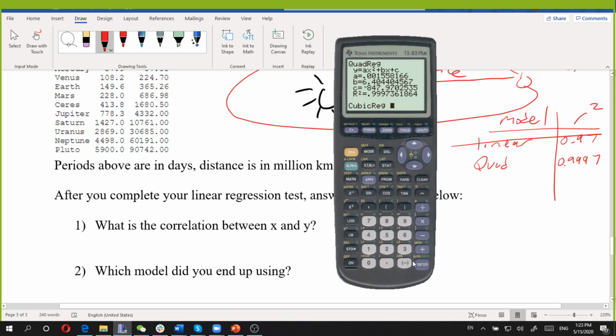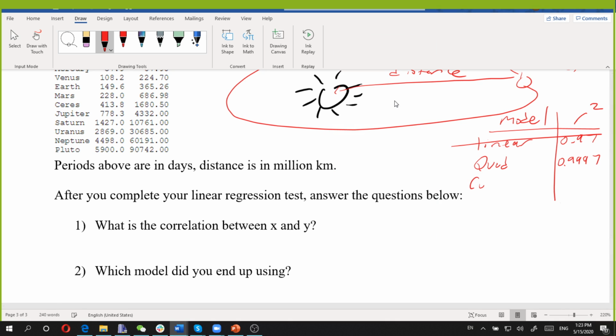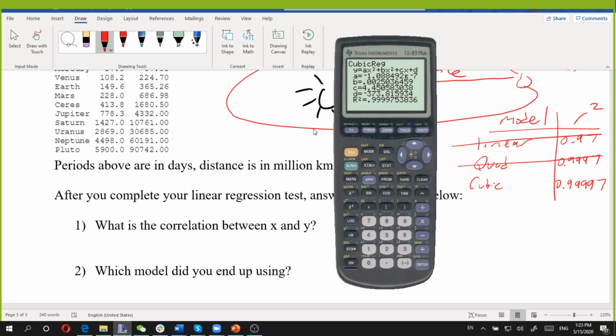So a cubic. Okay, Kelly, is this a better fit or not as good of a fit as our quadratic model? Better? Okay, so cubic is better. I've got 4 nines now. 1, 2, 3, 4, and a 7.